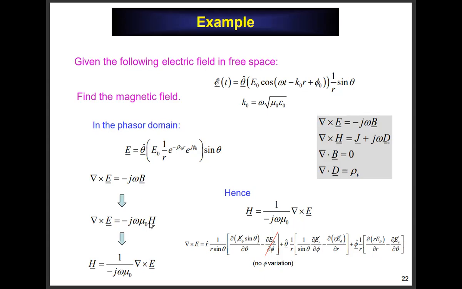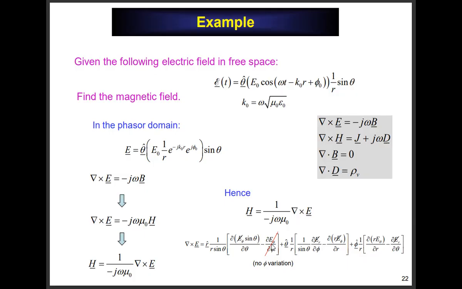But B is mu zero H. And anyway, here's H in terms of the curl of E. So I'll need to be taking the curl of E, right? Here it is. Now, all this is spherical, so I'm going to use that formula I reviewed a little while ago, saw it in the slides, curl in spherical, there it is.